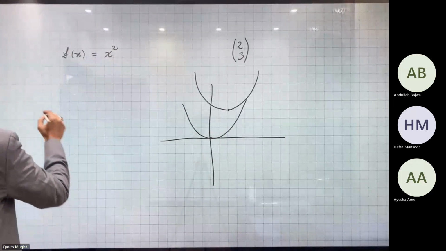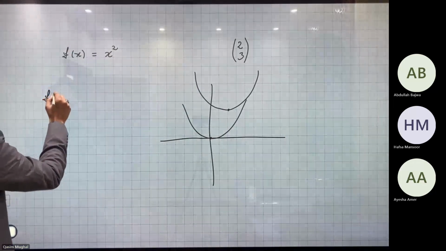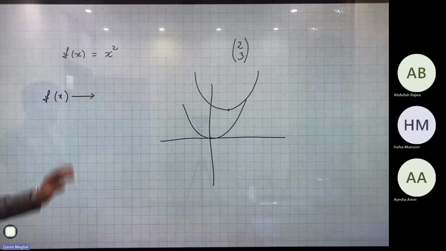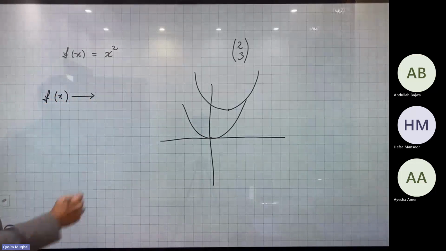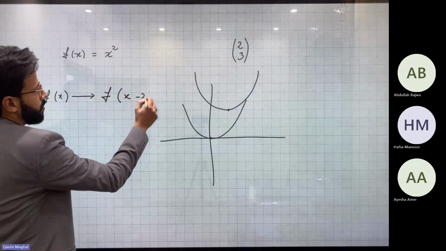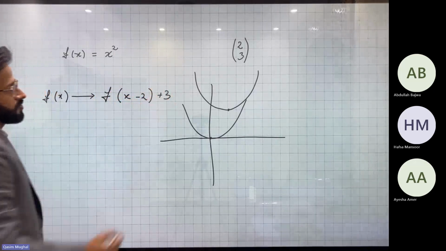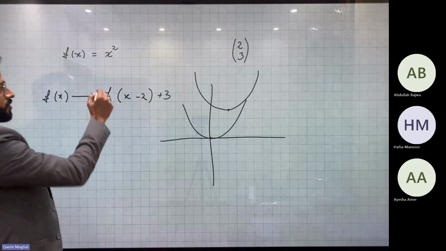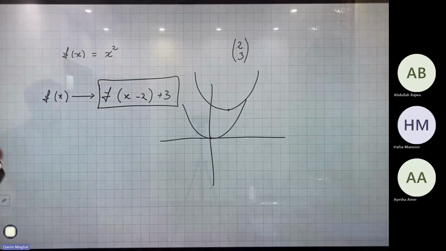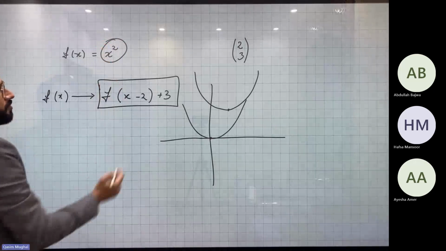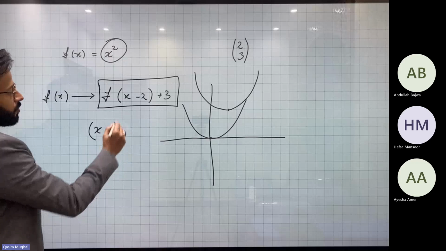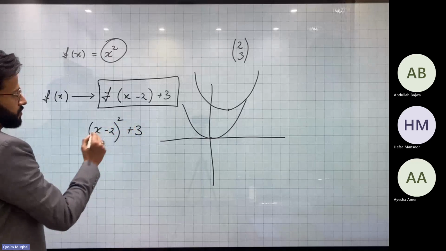Second thing is what happens to the notation itself. So this is the notation of the function f of x. For this one, I'm going to do x minus 2 and then plus 3. So this is the second change. The notation changes. Third thing, the function itself also changes. x minus 2 whole squared and then plus 3.